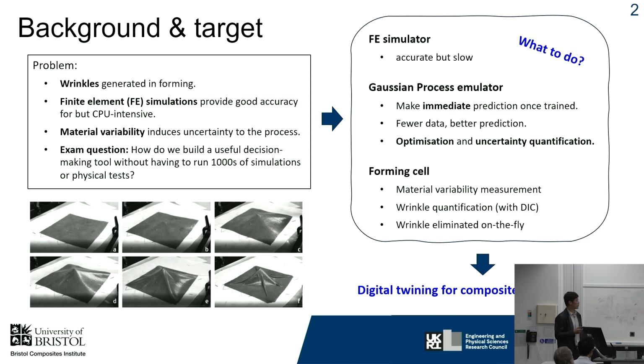My work involves 3 stages. The first stage is to build the FE model, which models the process very accurately, but we can't have a lot of modeling runs. The second part is to train a Gaussian process emulator. It is a surrogate model to model this small data set. The third part is, for the real-world validation, to build a forming cell, which can measure the material variability and the wrinkles.